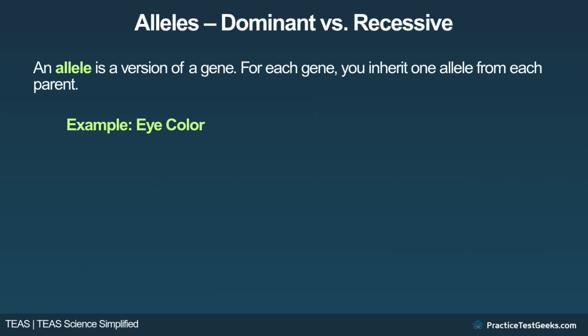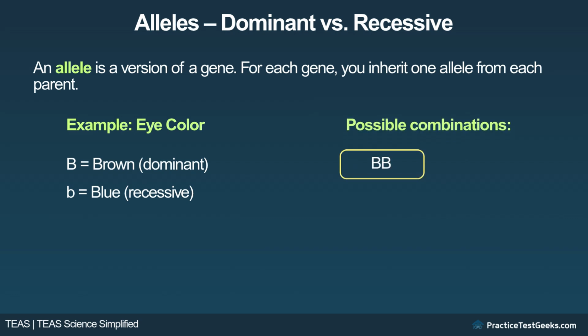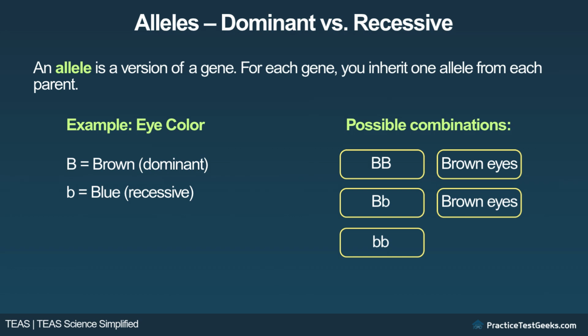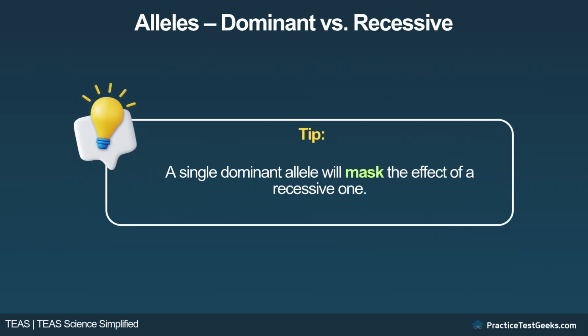Let's use eye color as an example. Capital B stands for brown eyes. Lowercase b stands for blue eyes. A person with 2 big B's, capital B, will have brown eyes. A person with 1 big B and 1 small b, capital B, lowercase b, will still have brown eyes, because the dominant allele masks the recessive one. A person with 2 small b's, lowercase b, will have blue eyes, since there's no dominant allele to override it. Here's your TTEAS tip. If there's even 1 capital letter, the dominant allele, it will always show in the trait.